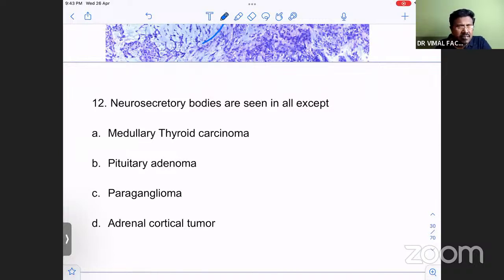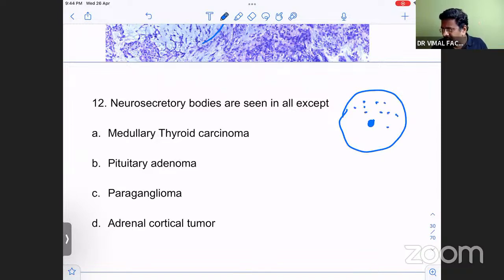Moving on to the next question. Neurosecretory bodies are seen in all except: medullary carcinoma thyroid, pituitary adenoma, paraganglioma, adrenal cortical tumor. What are these neurosecretory bodies? They can be appreciated in a cell mostly in electron microscopy or even in histopathology. They give a granular appearance.